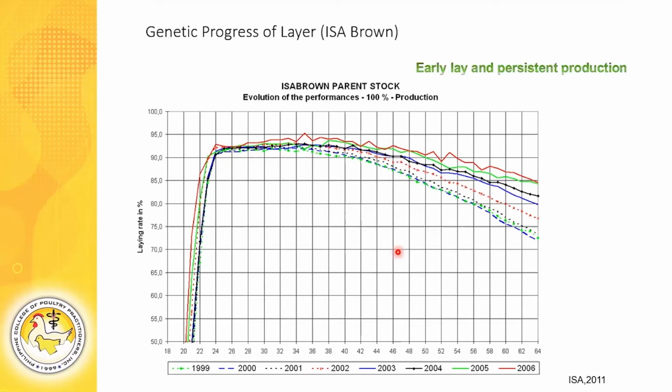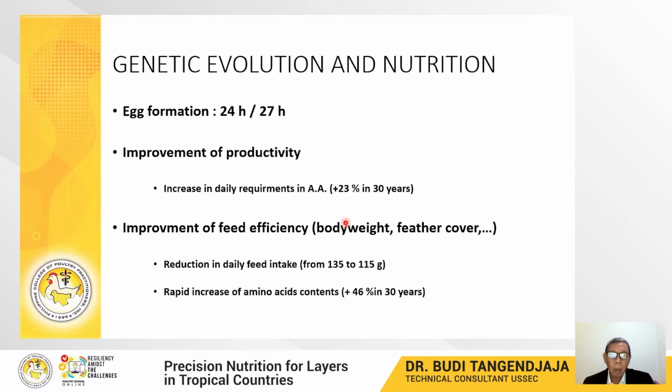So early lay and persistence in production are critical in order to maintain profitability for the layer. What happens when there is genetic change in the laying period for the layer? Of course, the requirement will be different. Although the egg formation will be similar, around 24 hours, because of the improvement in productivity, it is reported that the daily amino acid requirement has increased around 23% in the last 30 years. Also, because the body weight of the layer has become smaller and the performance has become earlier, a reduction in feed intake has been noticed in the field.